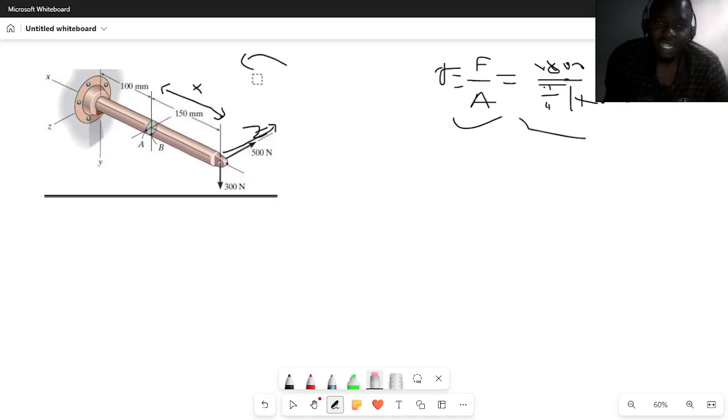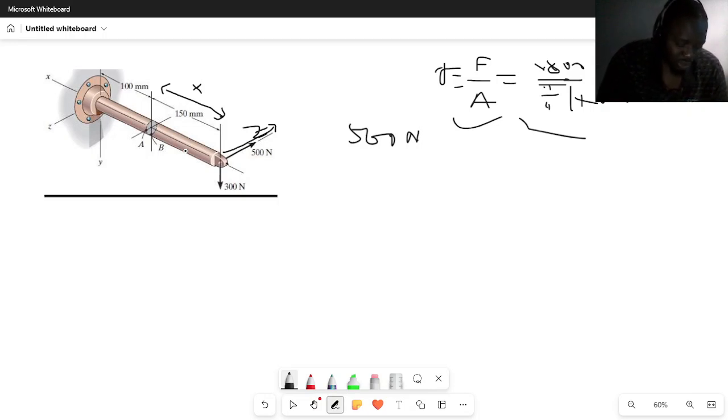Okay, definitely, if we start with the force 500, we're gonna be studying 500 first on its own. 500 Newton. What is it causing on this system? It is causing a bending moment. Do you guys agree? Yes, it is causing a bending moment.